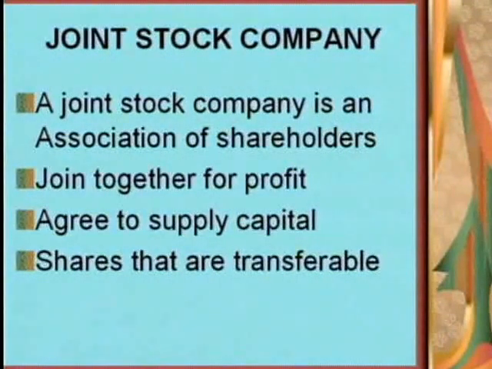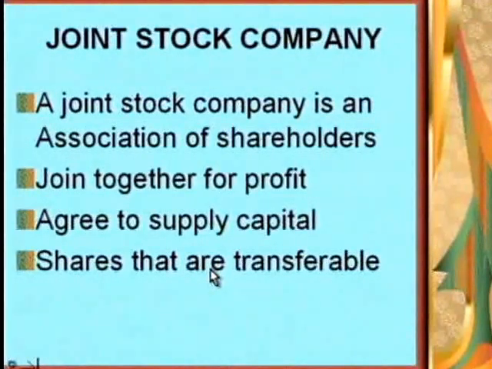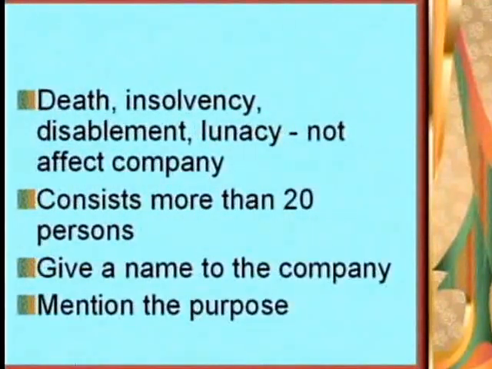Another form of company is the joint stock company. A joint stock company is an association of shareholders joined together for profit. They agree to supply capital in the form of shares, and these shares are transferable.